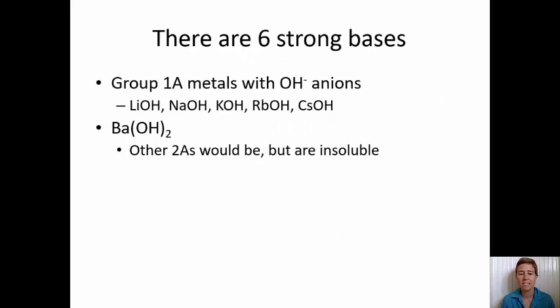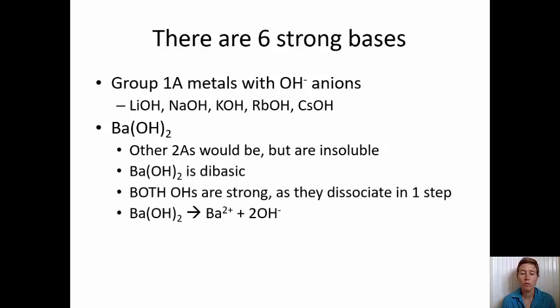Okay, so in terms of strong bases, memorization here is actually even easier. It's literally the group 1A metals with OH minus anions, so lithium, sodium, potassium, rubidium, cesium hydroxides, and then barium hydroxide. So barium is the 2A. The other 2As would be strong bases if they could get into solution in water, but the rest of them are insoluble. So in practice, they just aren't really important strong bases.